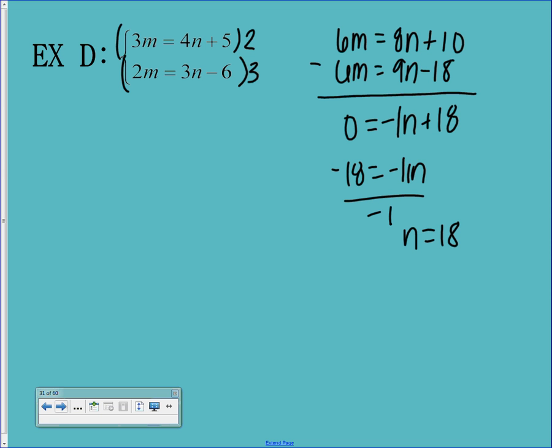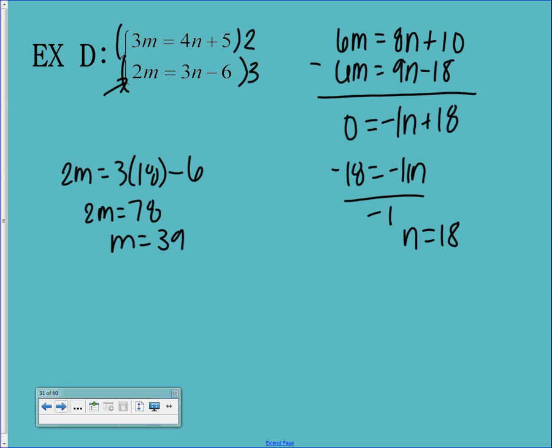Again, I need to solve for m. So I'll grab this second equation. So I've got 2m equals 3 times 18 minus 6. So I've got 2m equals 78. So m will equal 39. Now, in order to write an ordered pair without an x and a y, we're going to write them alphabetically. So m and then n. So (39, 18) will be my final answer.